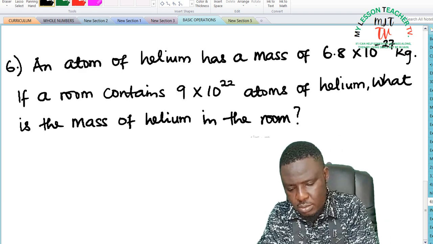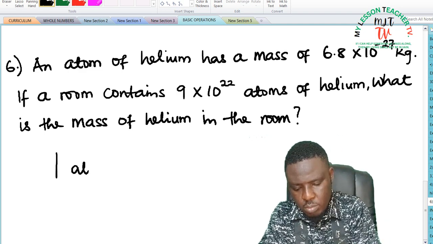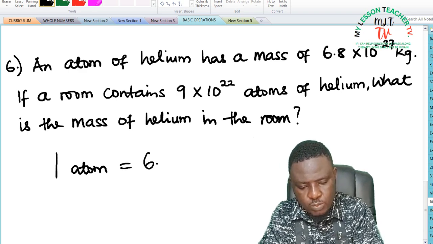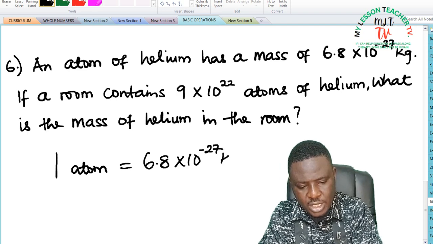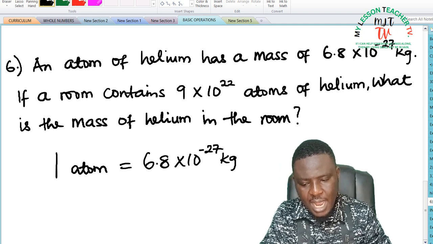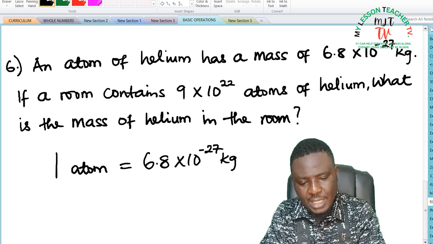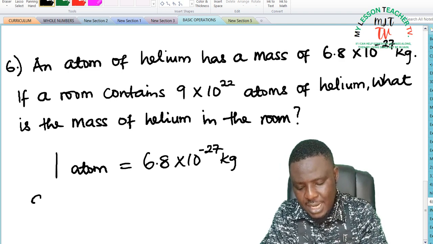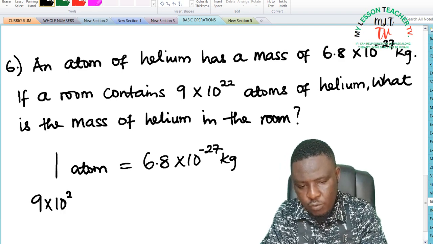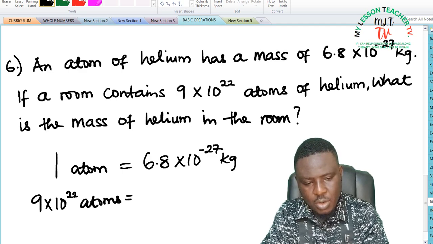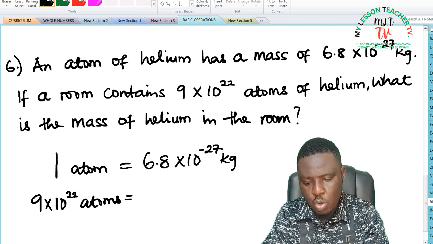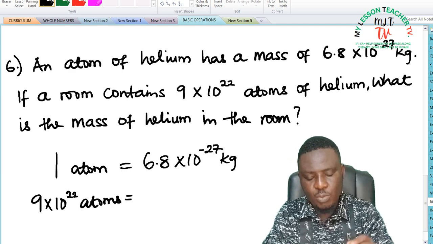Now, one atom has a mass of 6.8 times 10 raised to the power of minus 27 kg. And if a room contains 9 times 10 raised to the power of 22 atoms of that same helium, what is the mass of helium in that room?